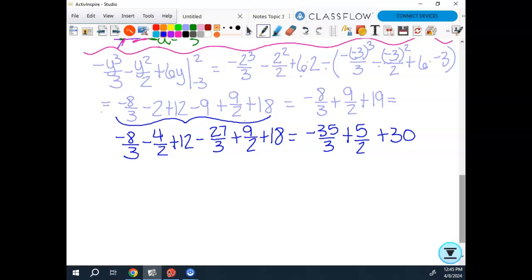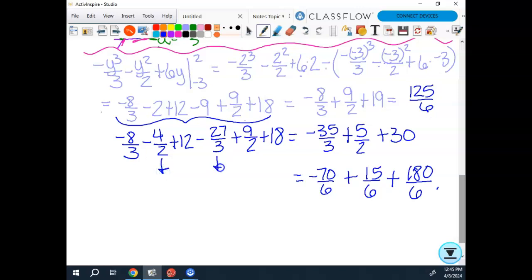Yeah, I am. To get this to 6, that's just going to become negative 70 over 6, right? Plus, that'll become 15 over 6, and then plus 180 over 6, right? Then 180 minus 70 is 110, plus 15 is 125 over 6. So by leaving the fractions, even when you can reduce them, you can combine some more fractions and you have some of them already taken care of. Does that make sense to you?